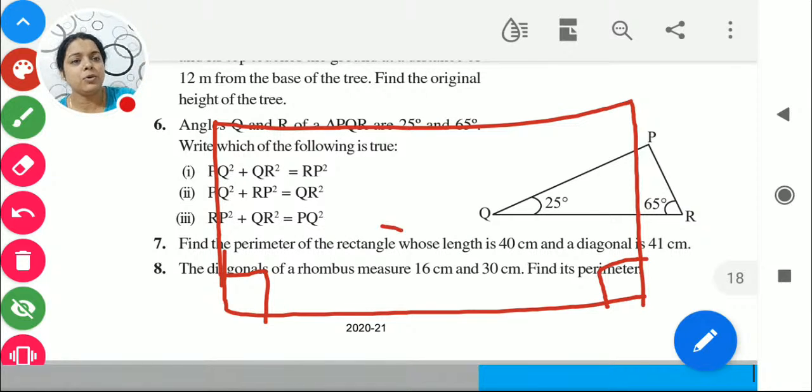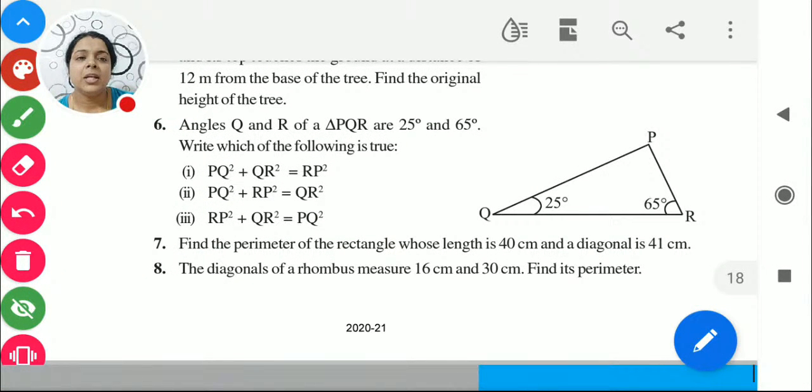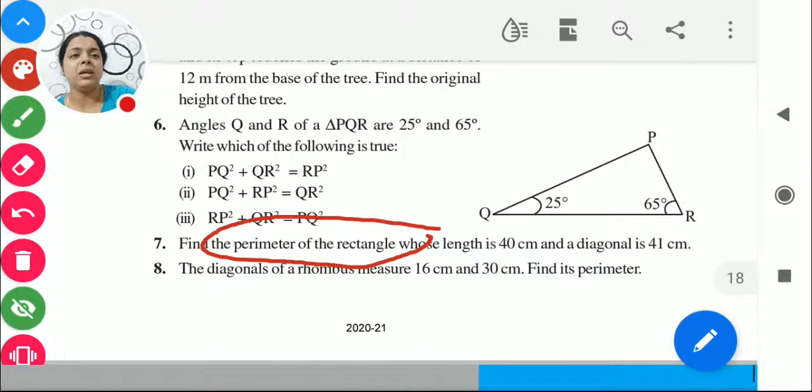When you talk about a rectangle here, you find it's forming the basic thing I told you. Now, find the parameter of a rectangle whose length is 40 centimeter and a diagonal is 41 centimeter. How can we find out? Now you may have a query. Hey, what is this? It is a rectangle and we want to find the parameter. The formula is supposed to be 2 into L plus B.